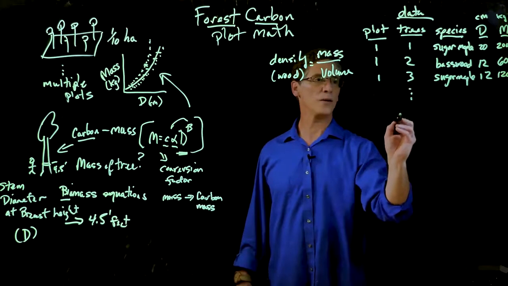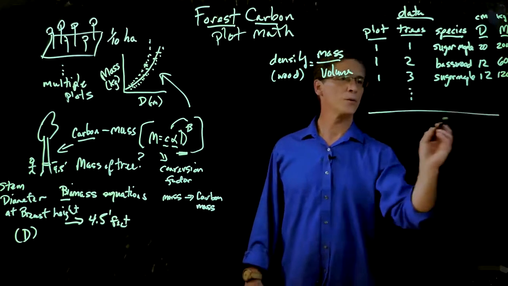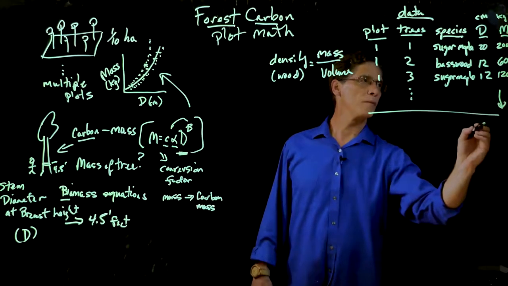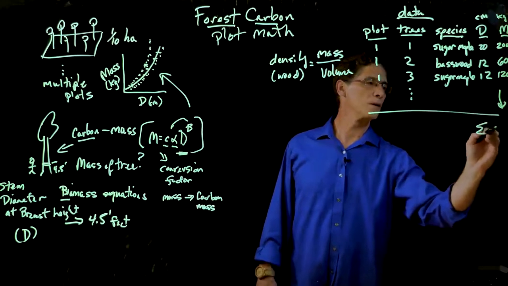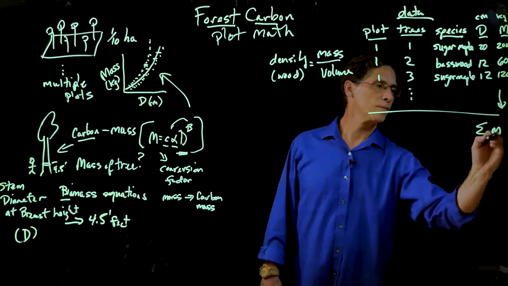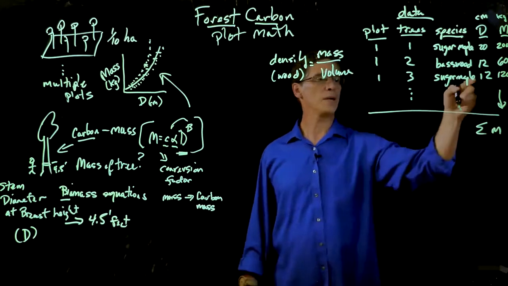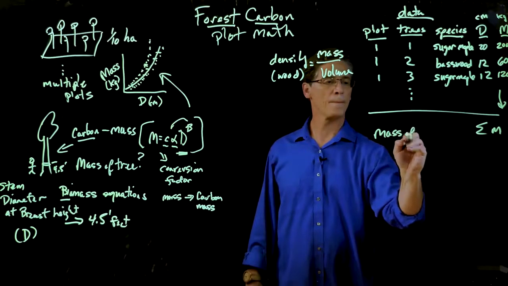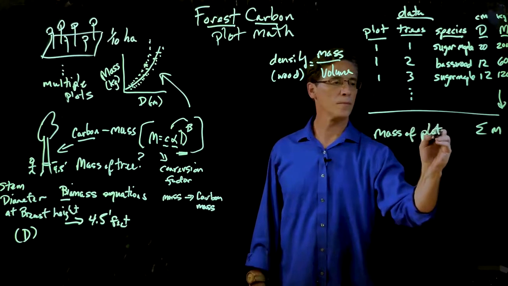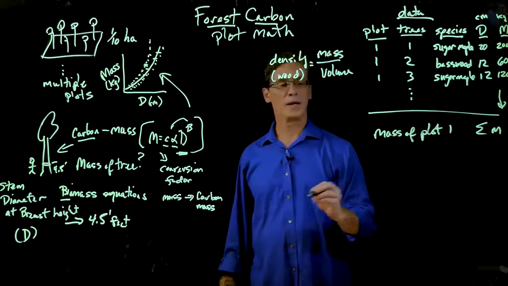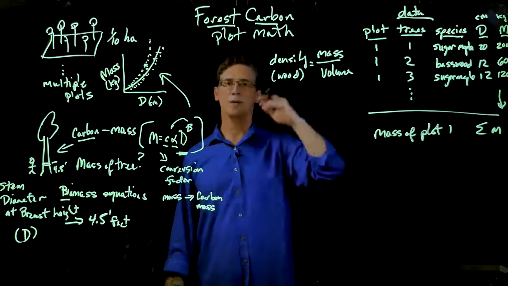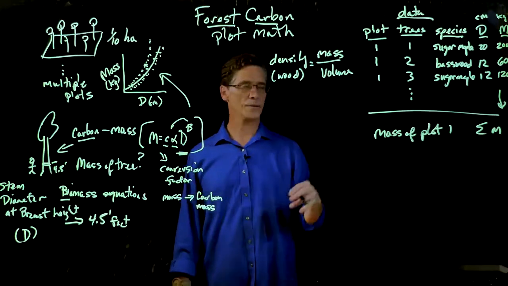Basically, we'll follow this all the way down until we've completed plot 1. And basically what we'll do is we'll sum the mass of all the trees on that plot, and then we'll get the mass of plot 1. And then we'll repeat the same step again on plot 2, and so on and so on.